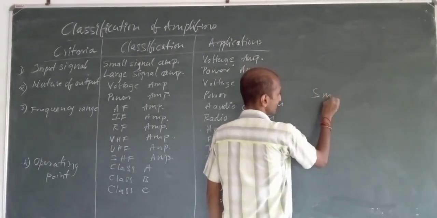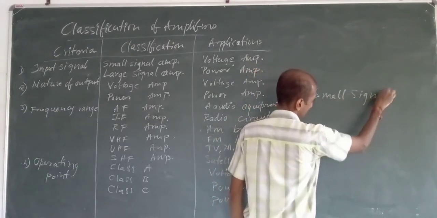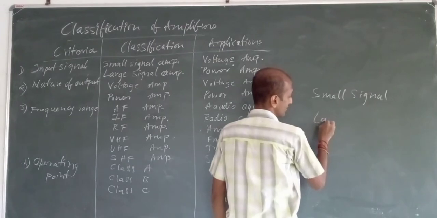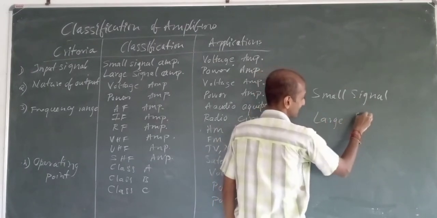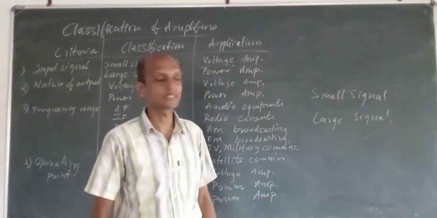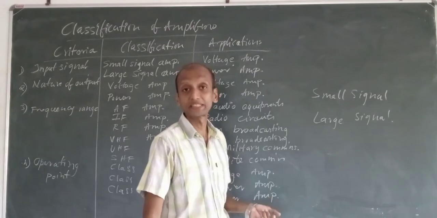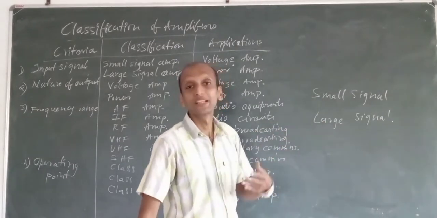Small signal. And we will call something else what? Large signal. What is small signal? What is large signal? Small signal is a weak signal. It's a weak input signal. So that is what we call small signal.